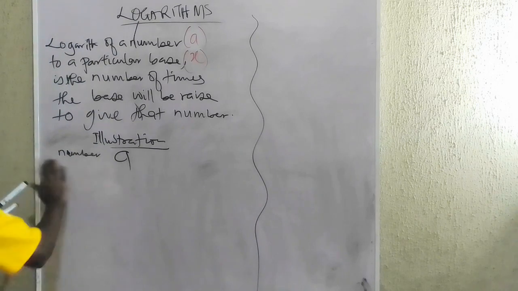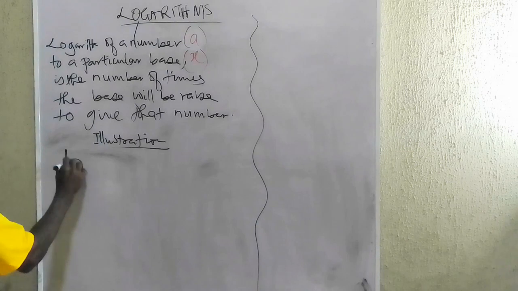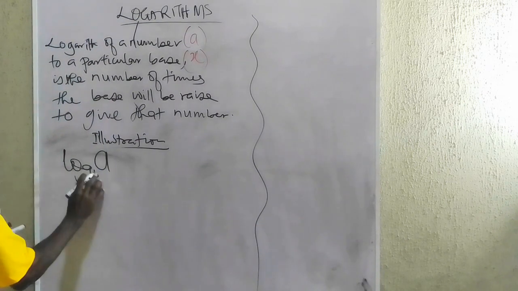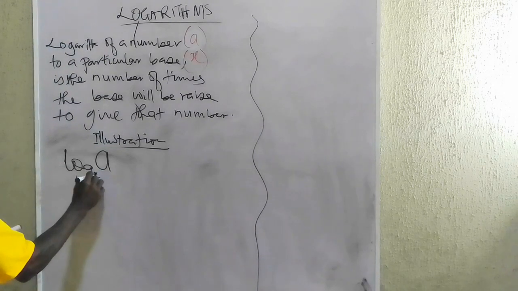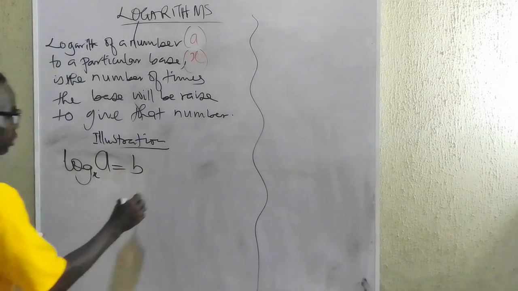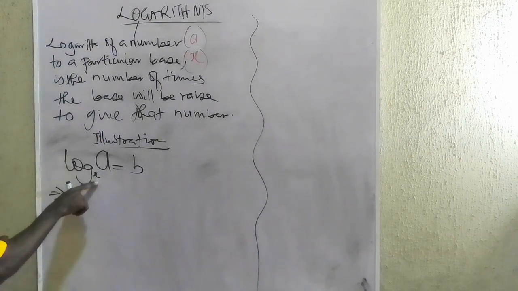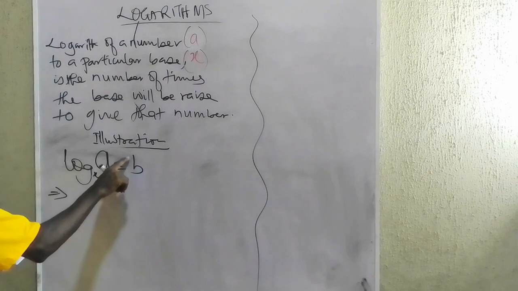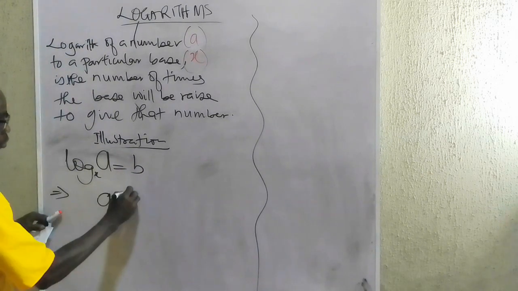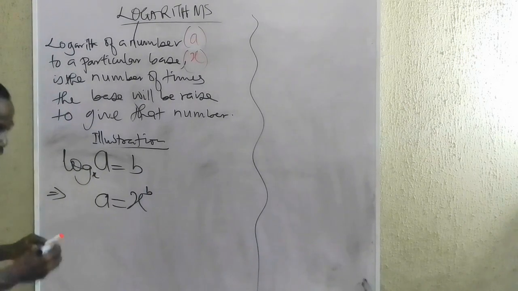Log A in base X equals B. B is the number of times the base will be raised. So the base will be raised to the power of B. So A is equal to X, being the base, raised to the power of B.